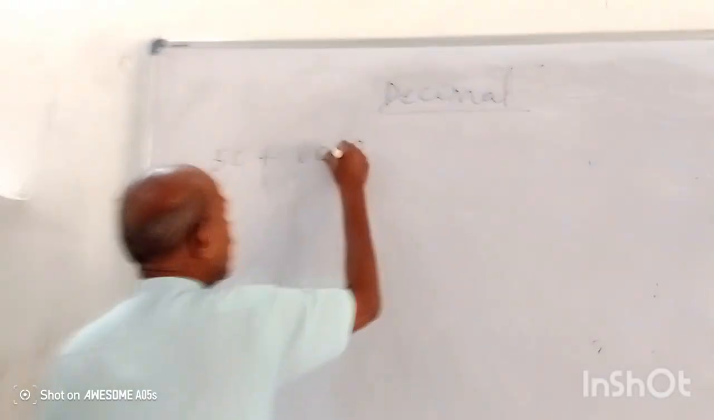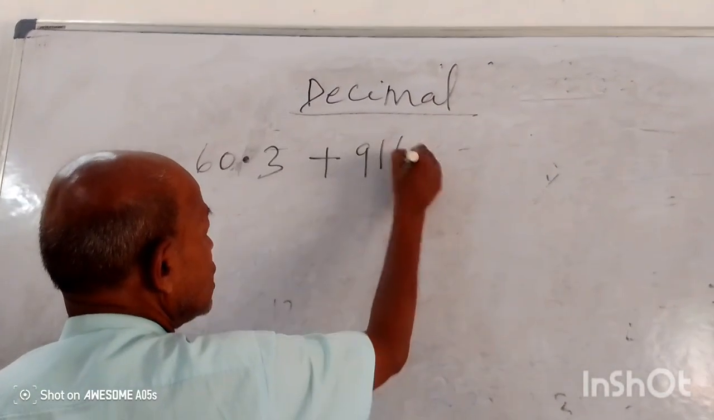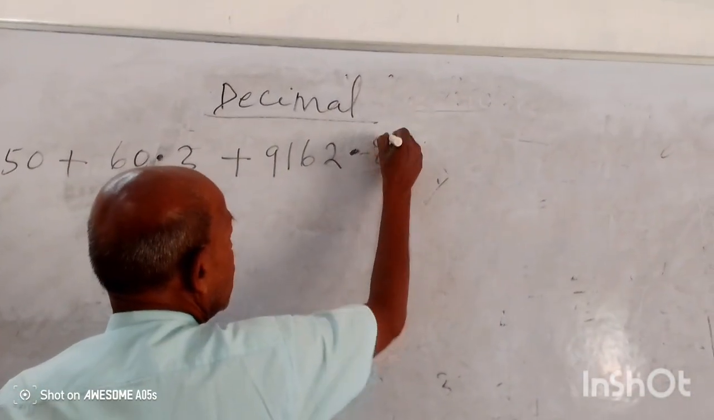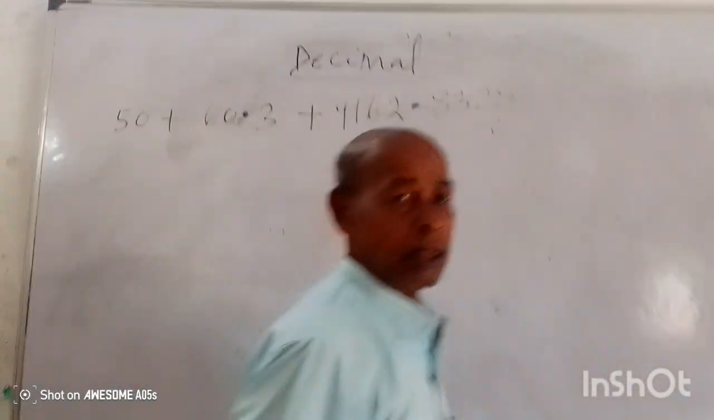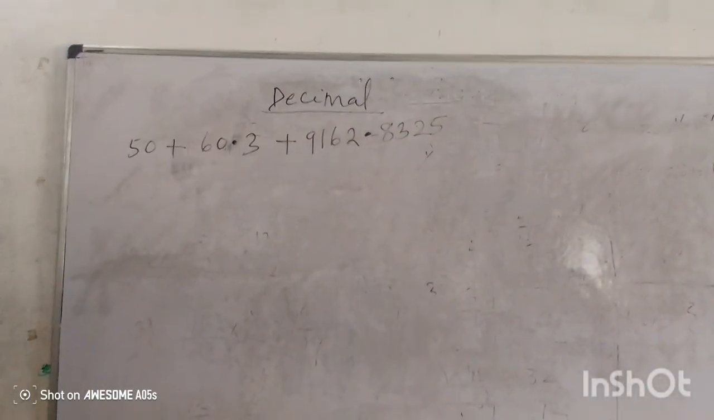Plus 9162.8325. Somebody go and bring one marker. Who has a marker? Point.